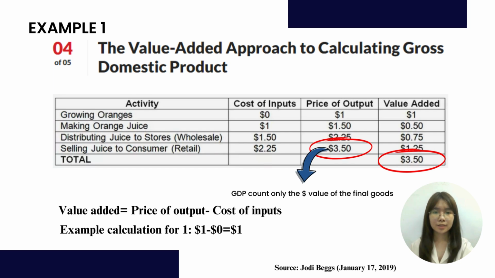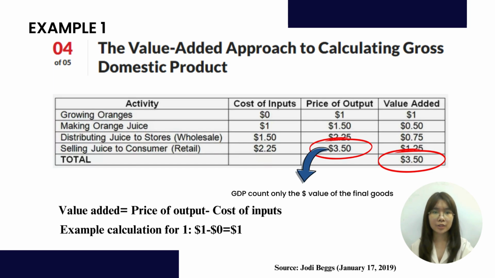For number one, the primary sector is growing oranges, the secondary sector is making orange juice and distributing juice to stores, while the tertiary sector is selling juice to the consumer. We assume that growing the orange does not include input costs. The value added is $1. When the orange is processed into orange juice, the output value is $1.5, and the value added is $0.5, because $1.5 minus $1 represents the additional value created in the process of turning the orange into the marketable product.